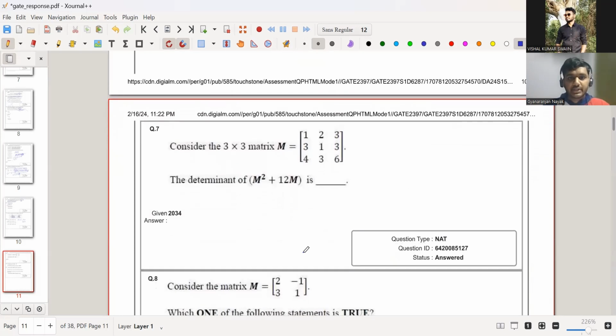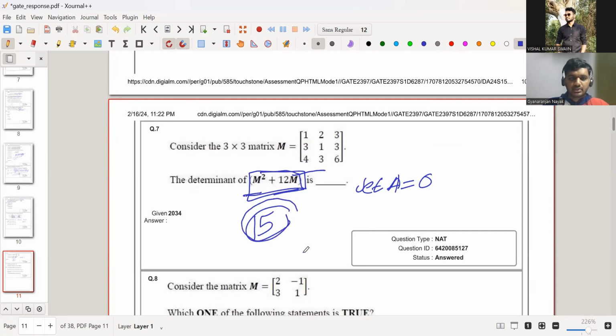So consider a 3 by 3 matrix M equal to 1, 3, 4; 2, 1, 3; and 3, 3, 6. Okay. The determinant of M square plus 12M, it is a calculation approach. So if you calculate M square plus 12M, you will find the answer is 15, because if you find the determinant of M, it is 0. Okay. Then you will calculate M square plus 12M, the answer is 15. Okay. So we proceed for next.